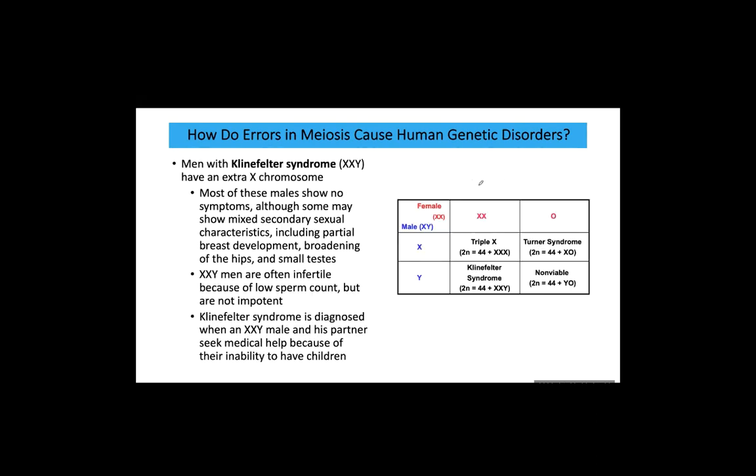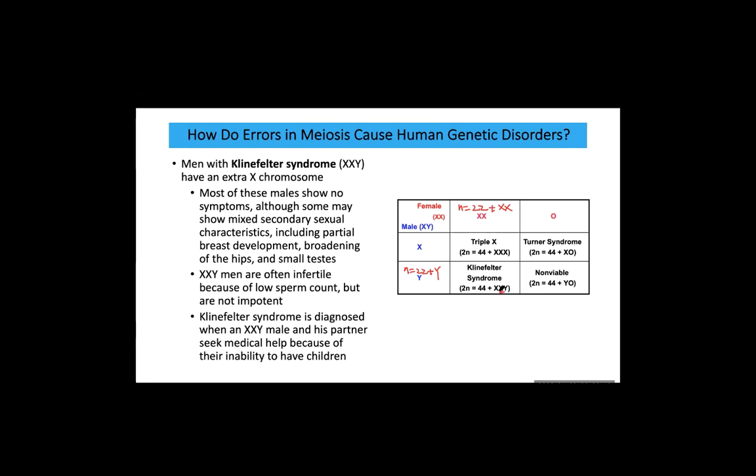Another case of non-disjunction occurring in meiosis is Klinefelter syndrome. In this case, the female gamete, the oocyte, has 22 plus XX, and the male gamete has 22 plus X. Once you fuse them, the zygote has 2N equal 44 plus XXY. Okay? We call this Klinefelter syndrome. It is categorized as male, but this male has one extra X chromosome.